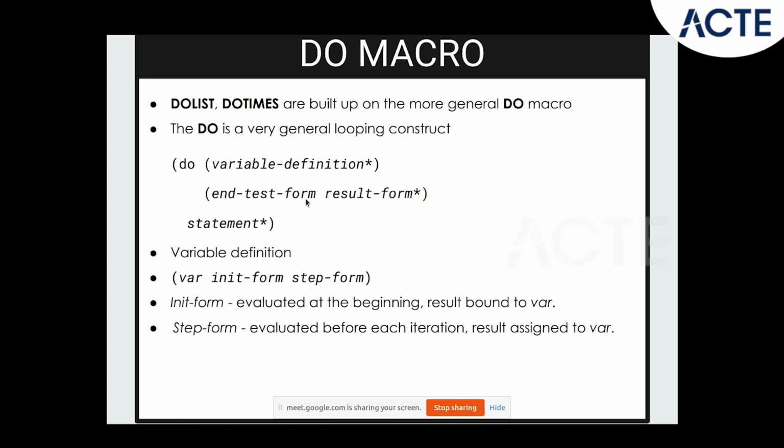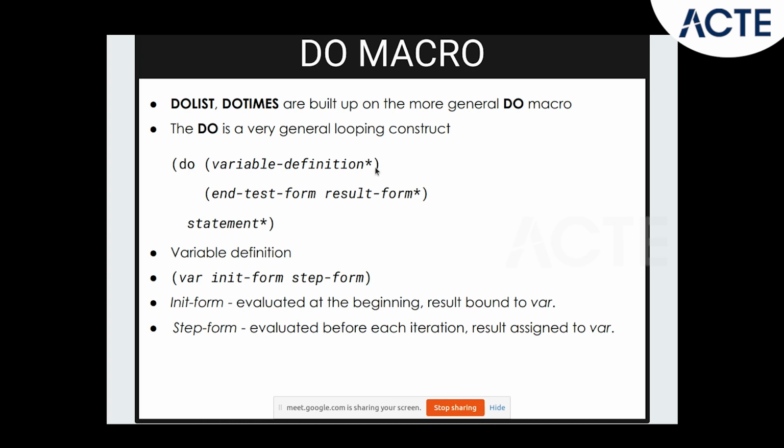And you have an end test form. This thing tests. If the end test form returns true, then it will basically quit the loop. And result form basically gives the result; it evaluates this at the end. Okay. And what does it iterate over? It iterates over these statements. Whatever statements you provide, it will iterate over those statements and it will evaluate those forms one by one, and it will do it for each iteration.